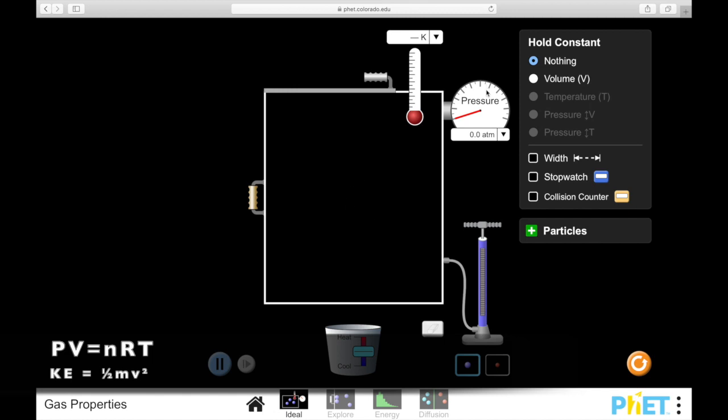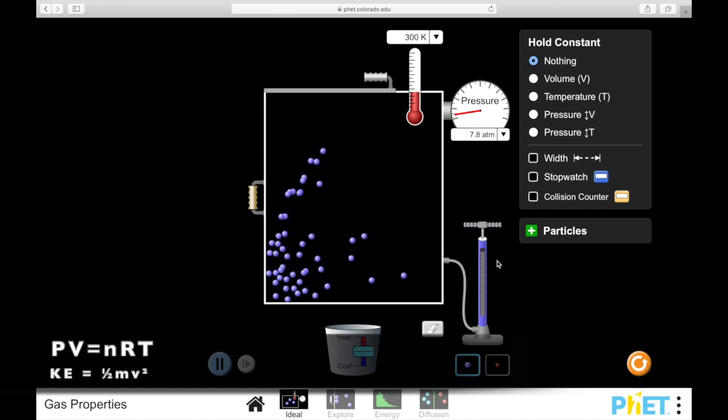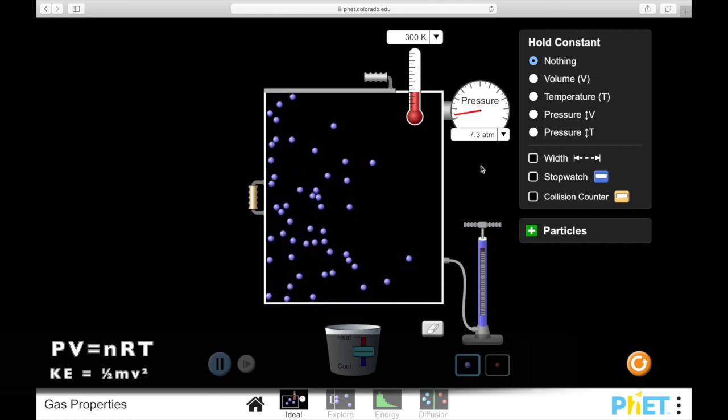My hypothesis is that since P and n are on opposite sides of the equation in the PV equals nRT formula, there's a direct relationship between them, and so increasing n will also increase pressure. So we're going to add 1 mole, and yes, we see that adding a mole of gas particles to the container does indeed increase the pressure.